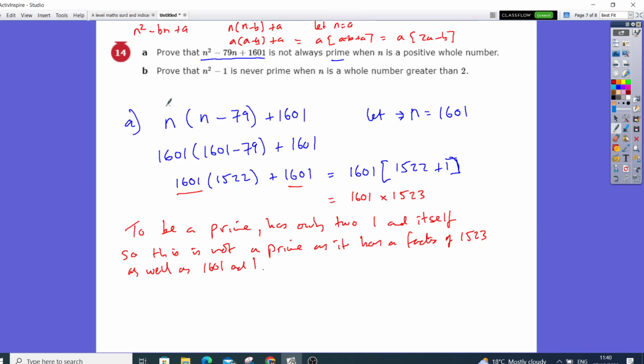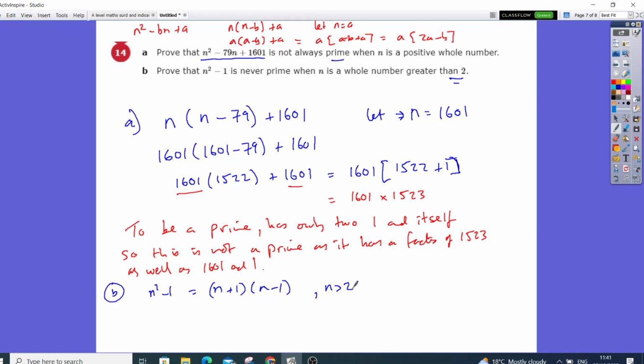That'll be true. Let's have a look at b. So it goes here: prove that n squared minus 1 is never prime when n is a whole number greater than 2. Well, first of all, that's the difference between two squares. So n squared minus 1 is going to give me n plus 1 and n minus 1. Now when n is greater than 2, you're going to have more factors in this expression, so there's going to be more factors than 1 and itself.